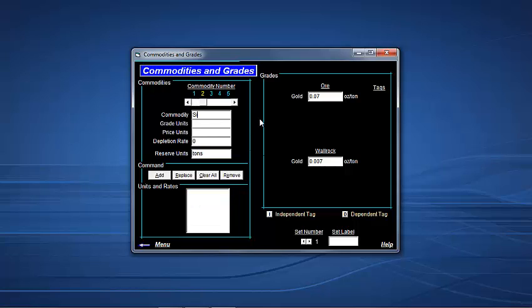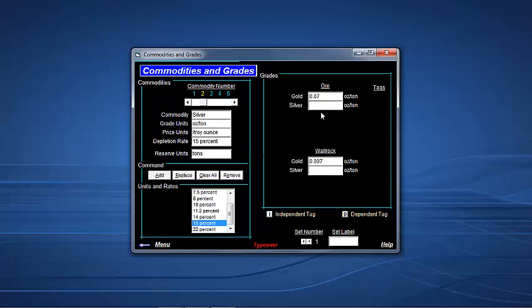Let's add silver to the analyses. Again, the units will be ounces per ton. Prices will be entered in dollars per troy ounce. The depletion rate again is 15%. Let's say our silver grade is 1.4 ounces per ton. Any silver included in waste would be at a grade of 0.14 ounces per ton.